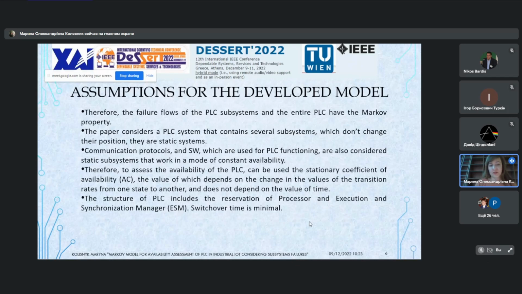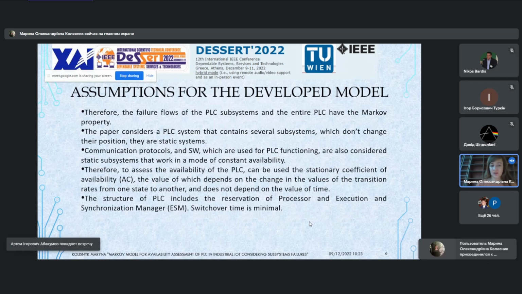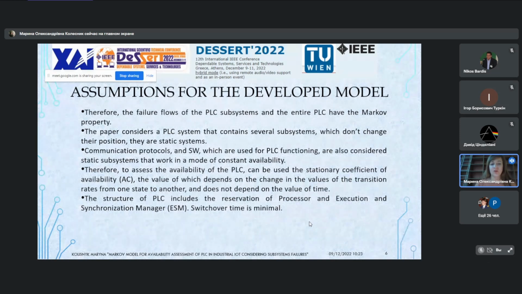Our paper considers a PLC system that contains several subsystems. We used only the main subsystems of a large modular PLC. They don't change their position, they are static systems. So we describe the PLC as a static system. Communication protocols and software used for PLC functioning are also considered static subsystems. Therefore, to assess the availability of the PLC, the stationary coefficient of availability can be used. We use this indicator to simulate our model and to understand how different states and failures of different component subsystems of the PLC will influence the availability coefficient of our PLC.